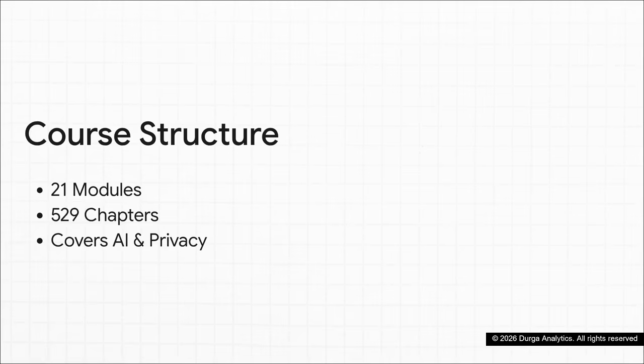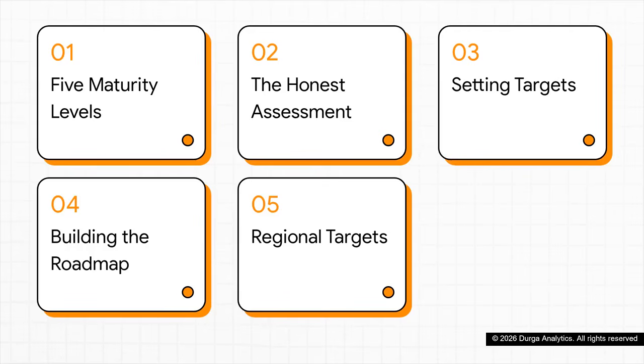Right now, we're wrapping up Module 1, getting you fully equipped to honestly assess where your firm stands today before you start building. So, here is our agenda for Chapter 13. 1. Our welcome and intro. 2. The 5 maturity levels. 3. The honest assessment. 4. Setting realistic targets. 5. Building the roadmap. And 6. Regional targets and next steps.